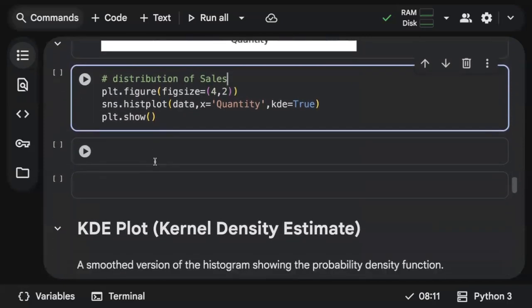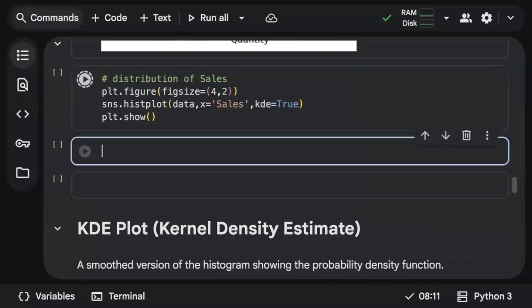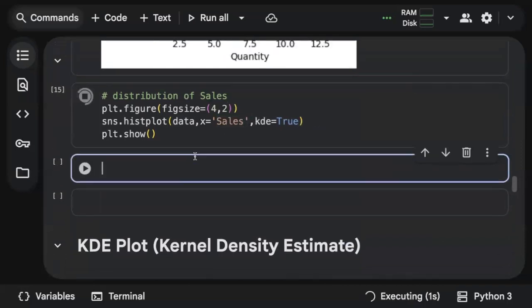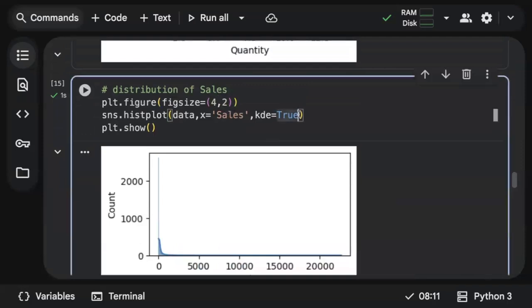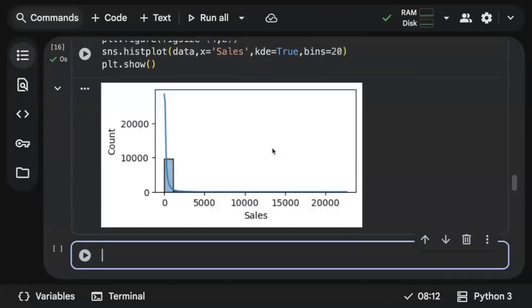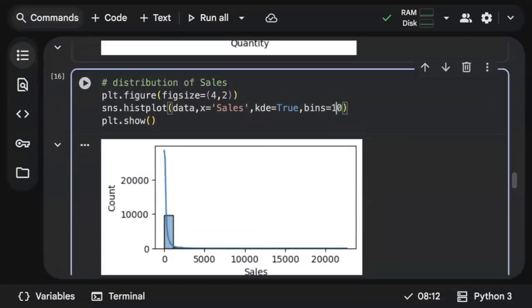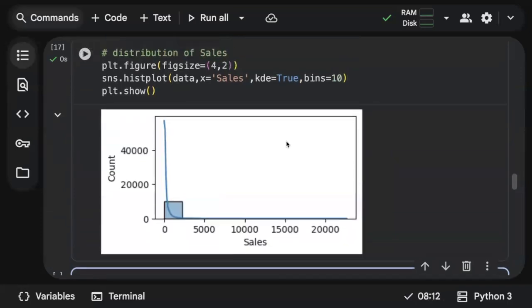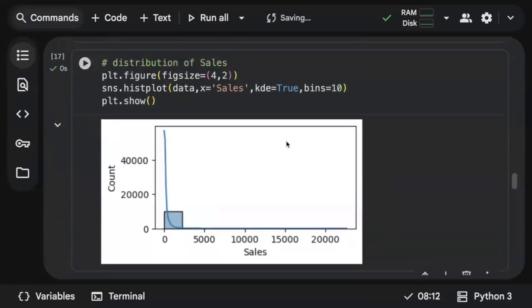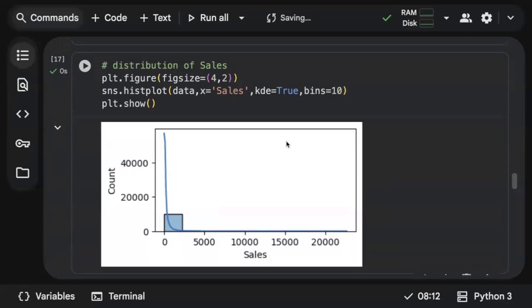Now, in order to find the distribution of sales, with the same code, x is going to be sales and kde equal to True. You can also mention the bins, how many bins you want. Let me say bins equal to 20 and let's see what it will give. Yeah, so you can see it's somehow better if I say bins equal to 10. It will be something like this. Great. In the sales distribution, you can see some values are very high, some values are very low. That's the reason your graph looks something like this.